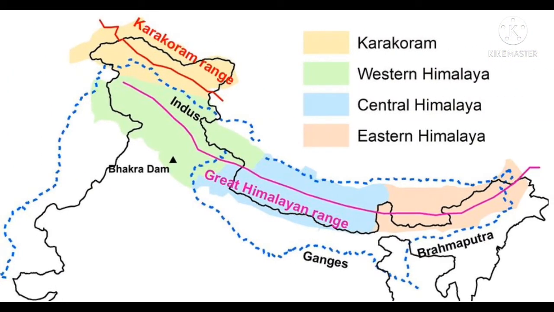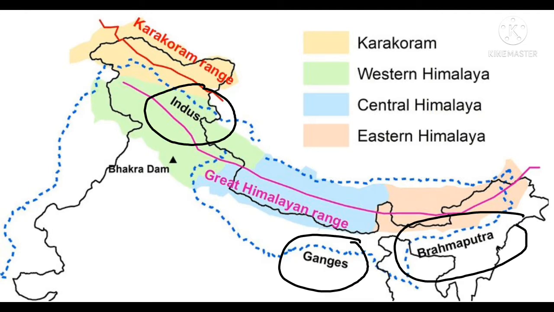In the case of India, there are three major rivers which have formed the Great Plains of India, or the Northern Plains of India. These three rivers are the Indus River, the Ganga River and the Brahmaputra River. These three rivers, with the help of their tributaries, have formed this plain, and that is why it is known as the Indo-Ganga Brahmaputra plain.